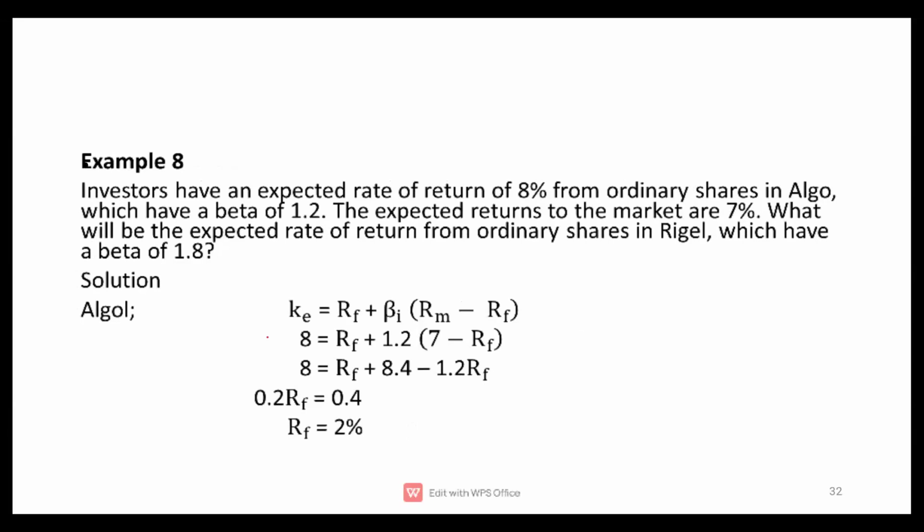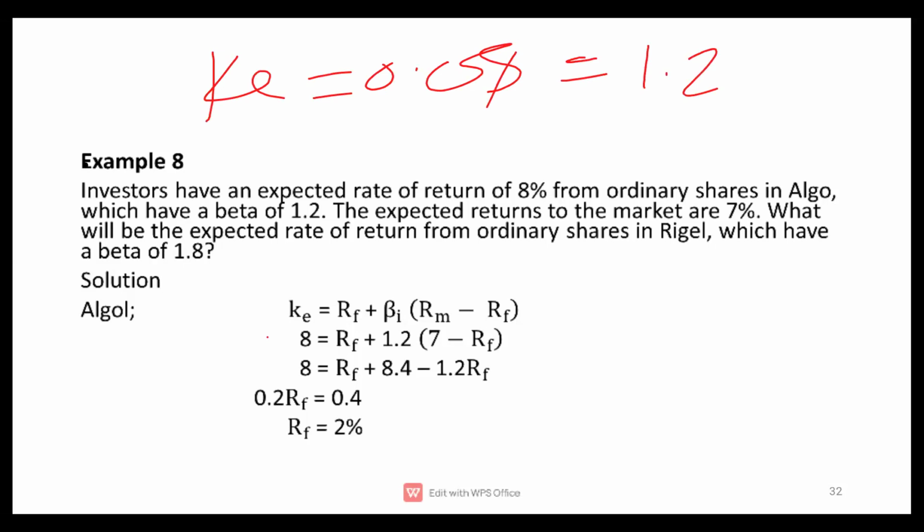So, find the rate of return on ordinary shares, the same as the cost of equity. Now, the cost of equity in this company, Algo, is 80%, and the beta of this company is 1.2. It doesn't change. Then the expected return on the market, the RRM, is universal. This one is for all the companies in the market. It is 7%. What will be the expected rate of return on ordinary shares, which is the cost of equity?